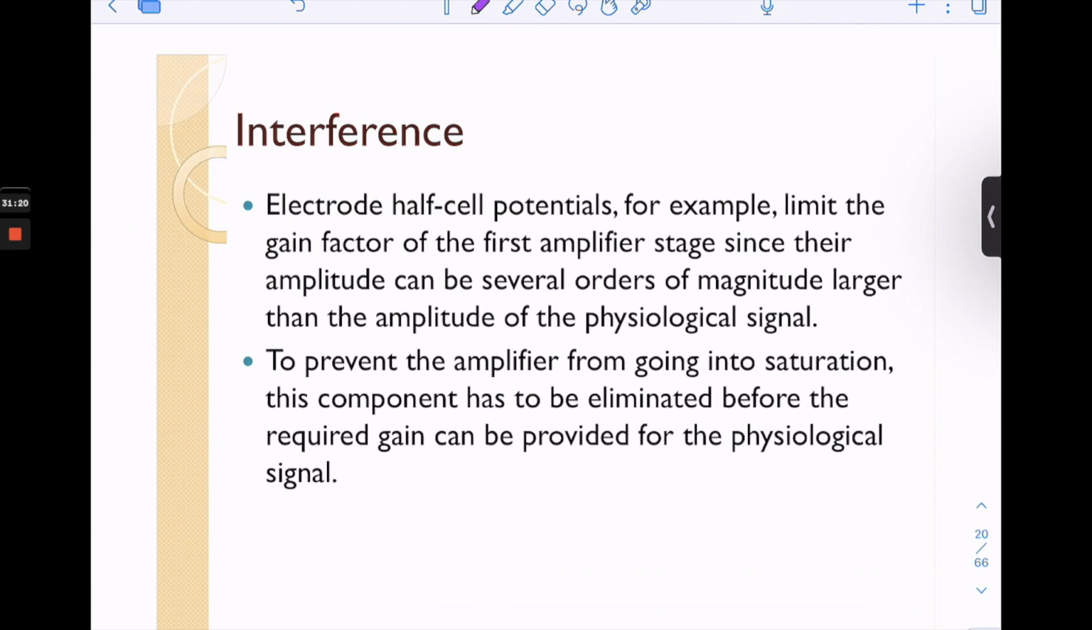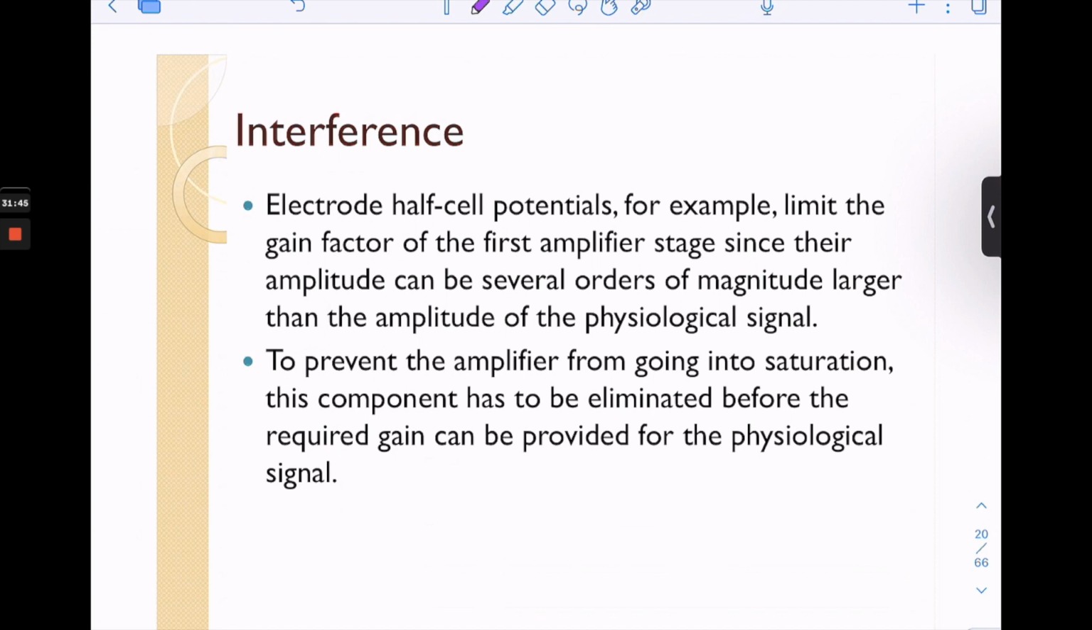The electrode half cell potential, for example, limits the gain factors of the first amplifier stage, since the amplitude can be several orders of magnitude larger than the amplitude of physiological signals. To prevent the amplifier from going into saturation, this component has to be eliminated before the required gain can be provided for the physiological signals.